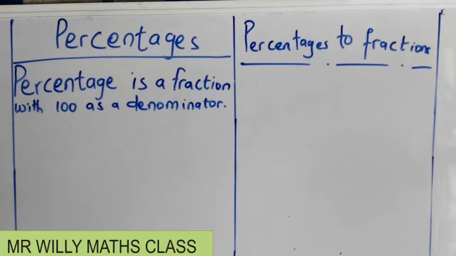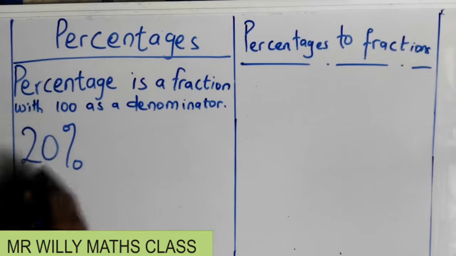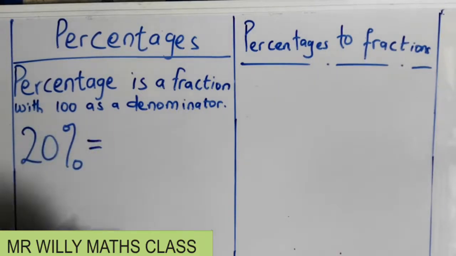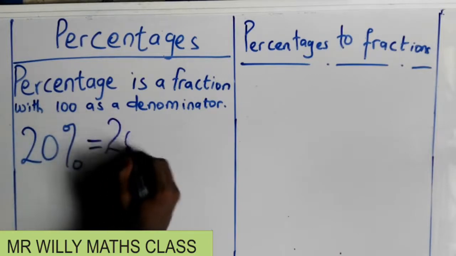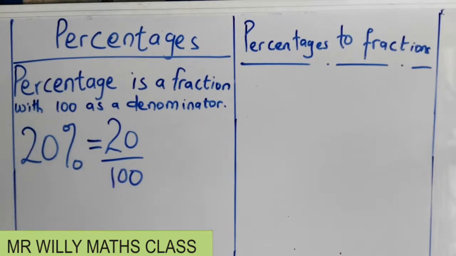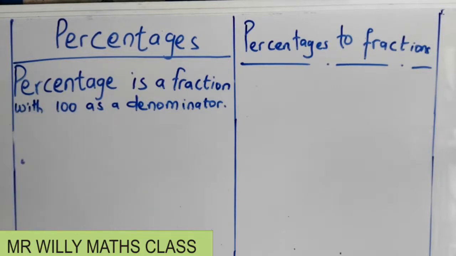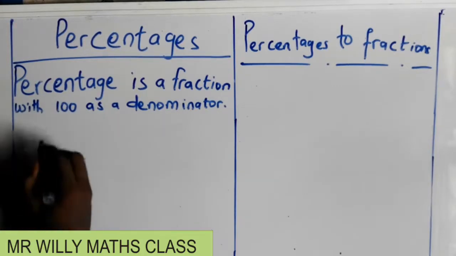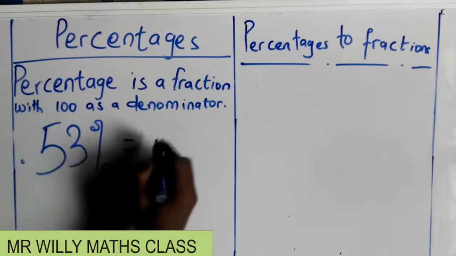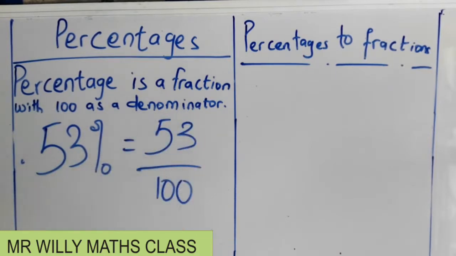If you have something like this, let's say that you have 20%. This is 20, and this is percent. Now I say that a percentage is a fraction with 100 as a denominator. This should be 20 over 100. So 20 over 100 is known as what? It's known as 20%. What if you have something like 53%? 53% simply means 53 over 100. So a percentage is a fraction with 100 as a denominator.